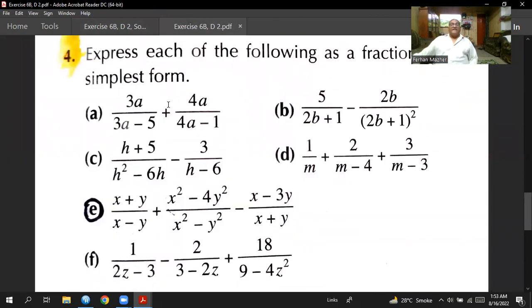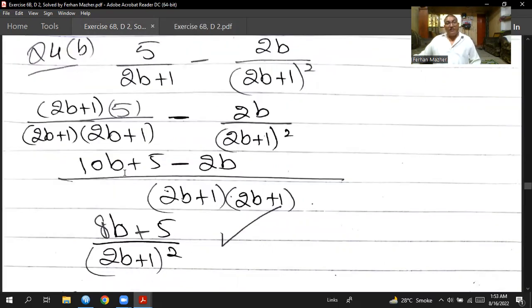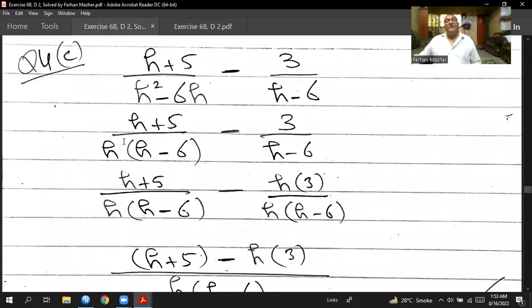Okay, question number 4, its C part. You have h plus 5 divided by h square minus 6h, minus 3 divided by h minus 6. So if I take h common from here, then you will have h minus 6 bracket here, and that same bracket is also here. Then I will be able to make the denominator the same.